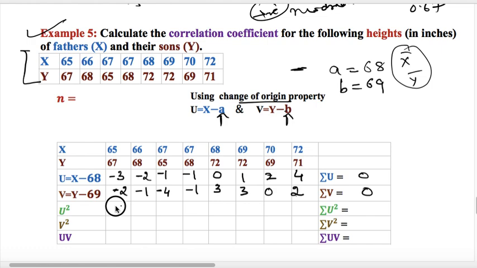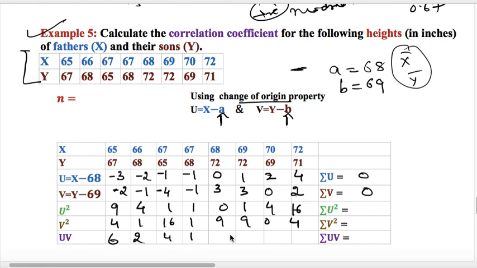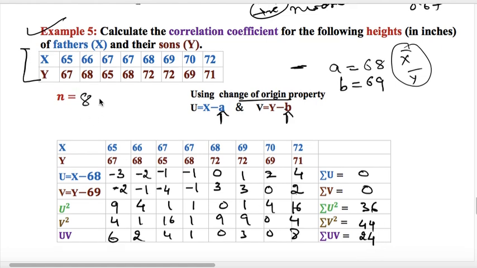So u square is equal to 9, 4, 1, 1, 0, 1, 4, 16. And v square is equal to 4, 1, 16, 1, 9, 9, 0, 4. And when we take the product uv, it will be 6, 2, 4, 1, 0, 3, 0, 8. After taking the sums, sum of u square turns out to be 36, sum of v square comes out to be 44, and sum of u into v comes out to be 24. And n is 8 because there are 8 pairs.